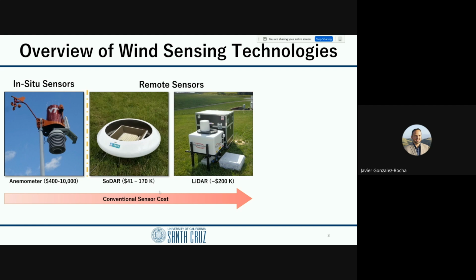And then to the right, we have a SODAR and a LiDAR. A SODAR is essentially, let's see if you can see my marker, hopefully, just an array of speakers, and these speakers will chirp an acoustic signal into the atmosphere. Then it'll listen to the return signal, and using the Doppler effect, it'll triangulate the wind velocity. This sensor will cost anywhere from 41,000 to 170,000. And then to the right of that is the LiDAR. It works on a similar principle, but instead of an acoustic signal, it's using light. Those sensors can be more on the order of 200,000.